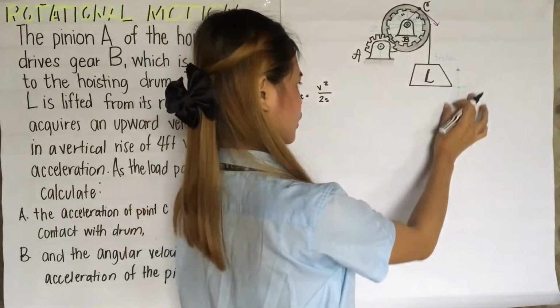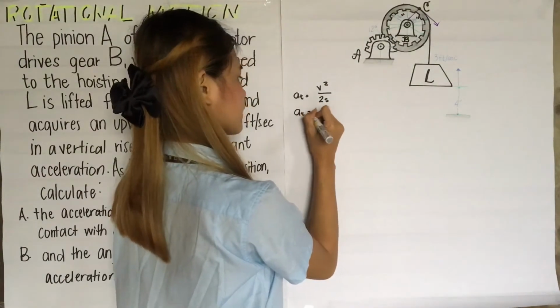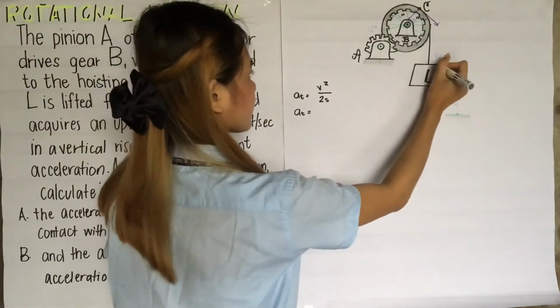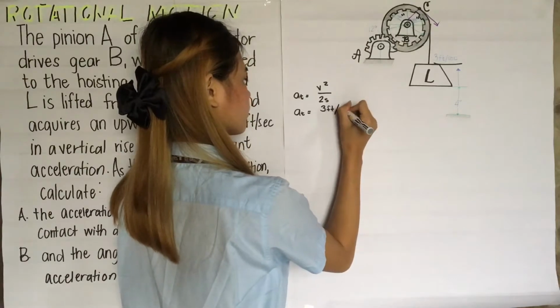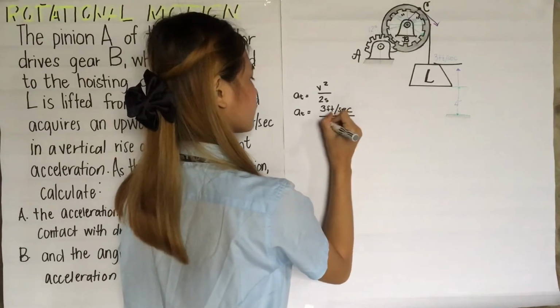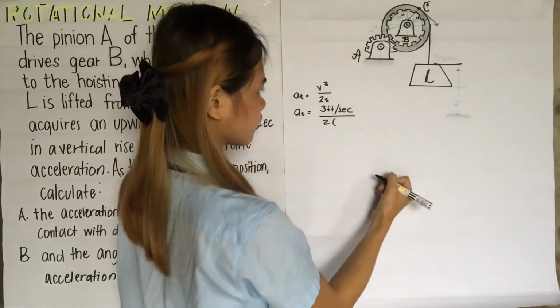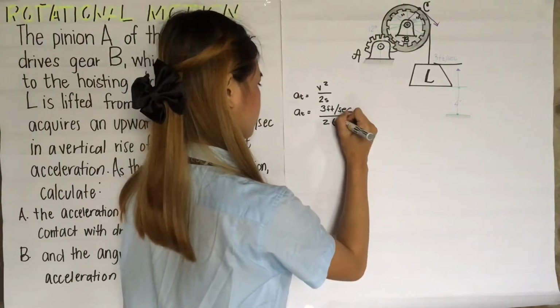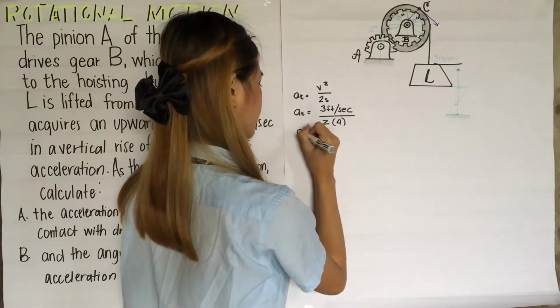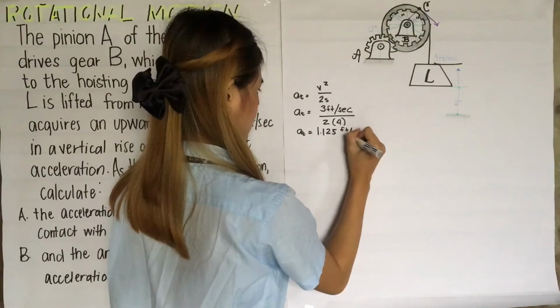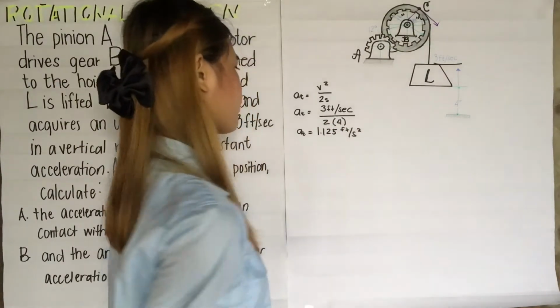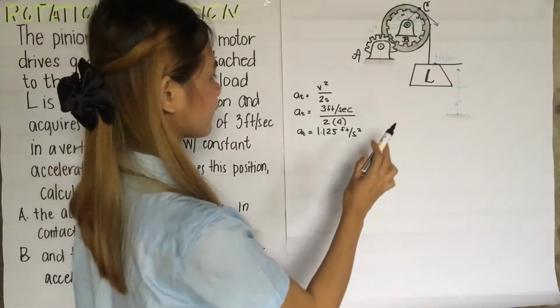We can get the tangential component through the formula A_T equals V squared over 2S, where S is the position. So, our A_T, with a velocity of 3 feet per second, is 3 squared all over 2 times 4. So, our A tangential is 1.125 feet per second squared.